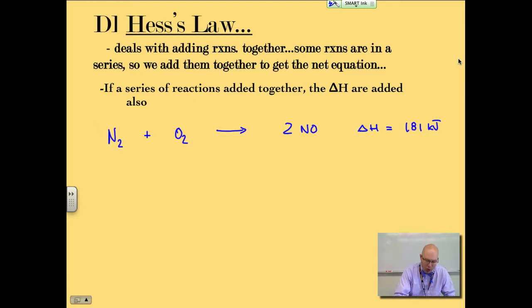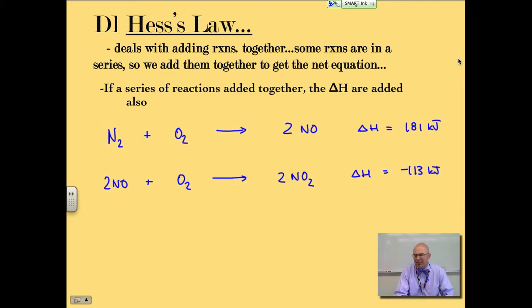But now that NO is not satisfied. It continues to react with more O2. But again, it's not a situation where the N2 just reacts with O2 to produce this product. It needs to go through that intermediary stage of NO. But then when it reacts with more O2, we form NO2. And that's the stuff we're really making. And that delta H for that one is negative 113 kilojoules. This is actually part of what's in smog. So there's your reaction.